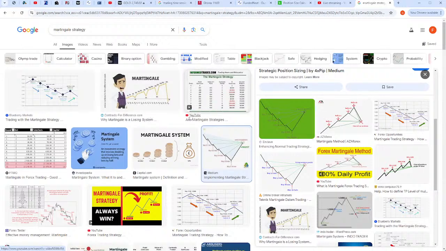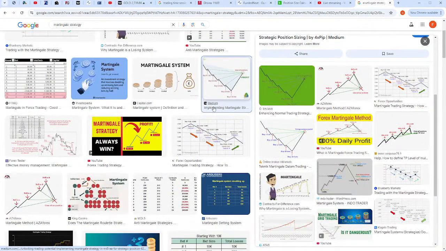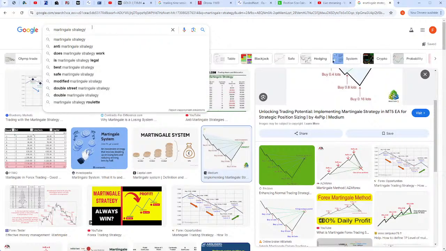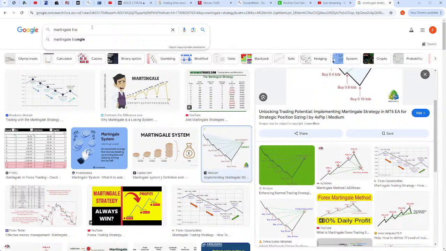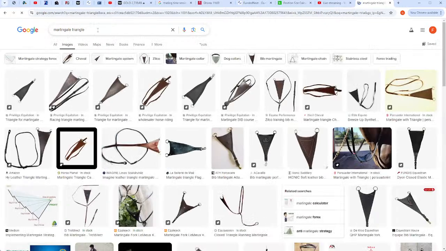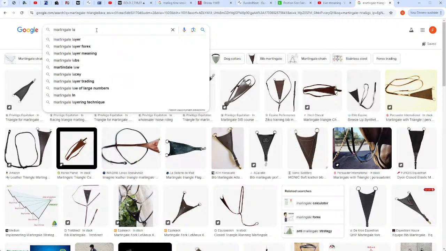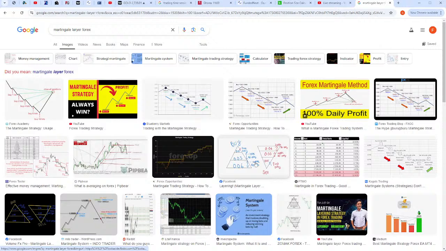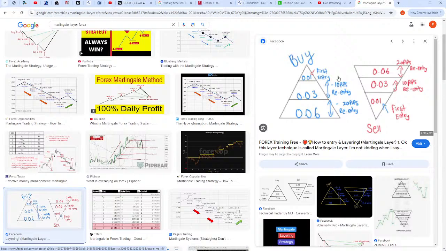Okay, I'm looking for something to help the situation. Martingale strategy, martingale layering. Okay, I think we have a similar situation over here, like what I'm trying to explain. We have a similar situation over here, guys. Do you get it?